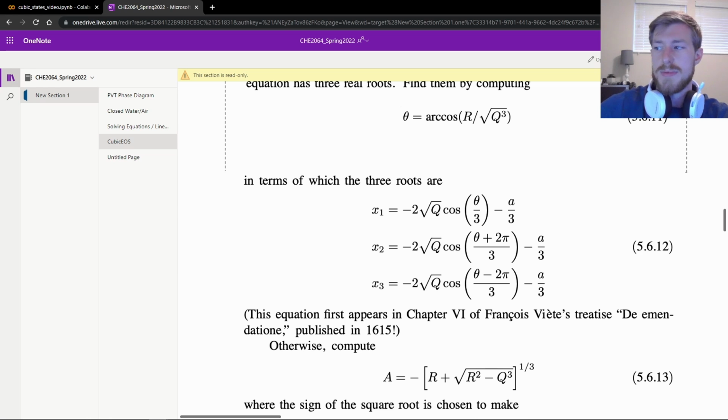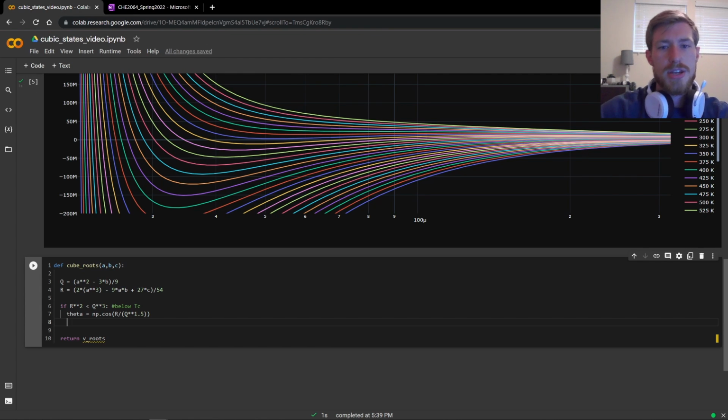It's negative 2 times square root of Q times the cosine of theta over 3, theta plus 2 pi over 3, and theta minus 2 pi over 3, and all of those are subtracted from a over 3. So instead of rewriting this equation for x1, x2, and x3, we're going to shortcut it a bit because of the way we can use arrays, especially with NP, to make sure we can do it in a single line of code. So we're going to set it equal to something we'll call roots. Roots are going to be equal to those equations right there.